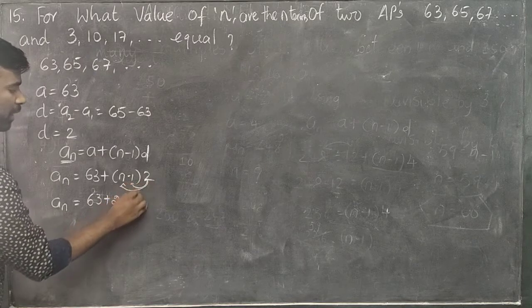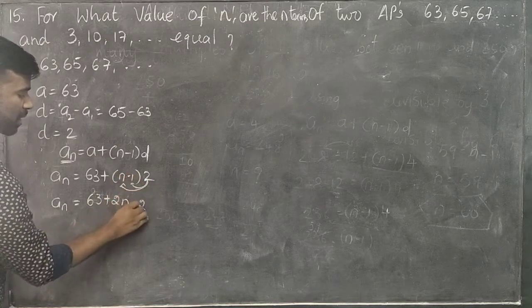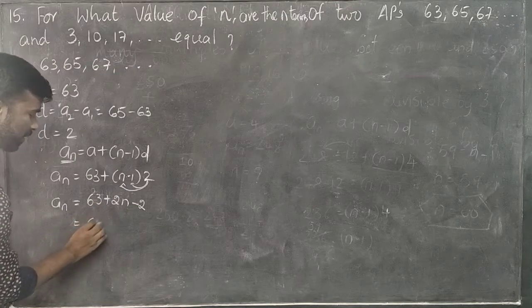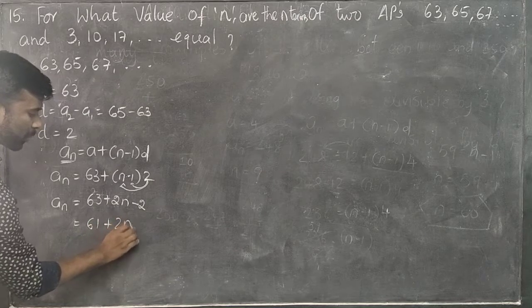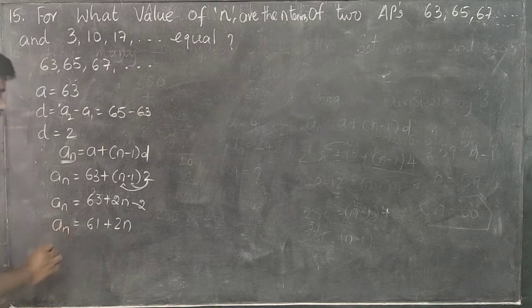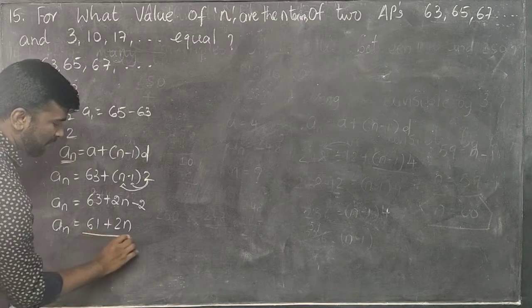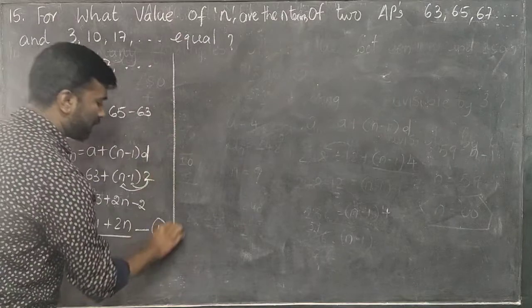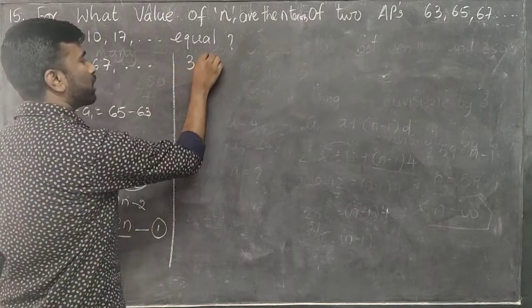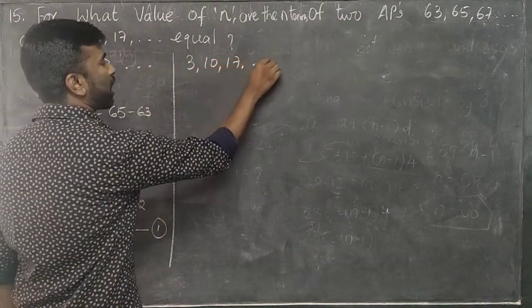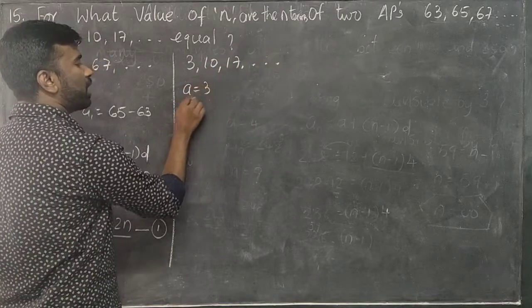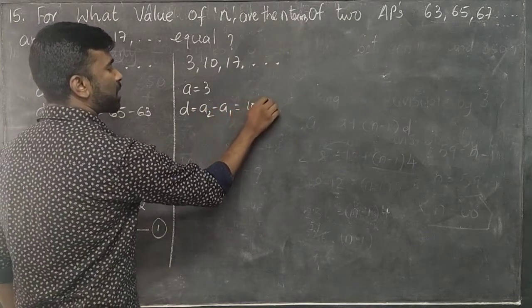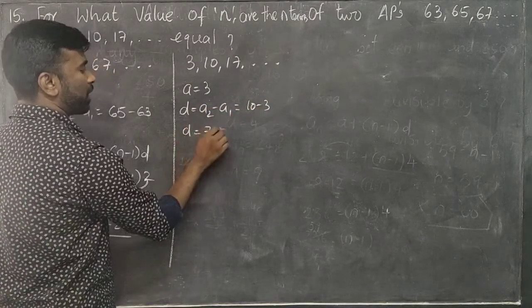The same way 2 into 1 is 2, plus into minus is minus. Now 63 minus 2 is 61. The remaining term is 2n. Therefore nth term of first AP is 61 plus 2n. I'll take this as equation 1. Now what is the second AP? The second AP is 3, 10, 17 and the list goes on. A equals 3, D equals A2 minus A1. What we get is 10 minus 3, that is 7.